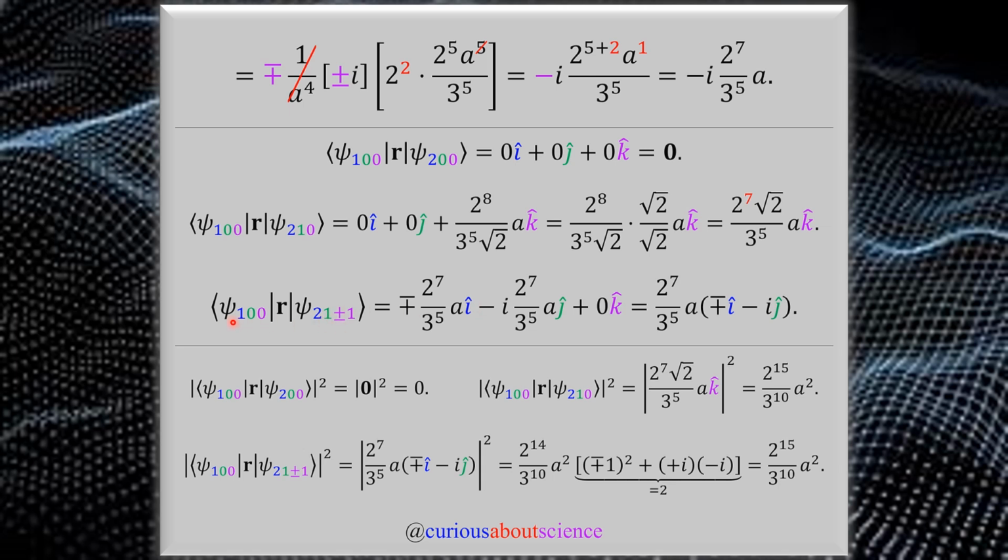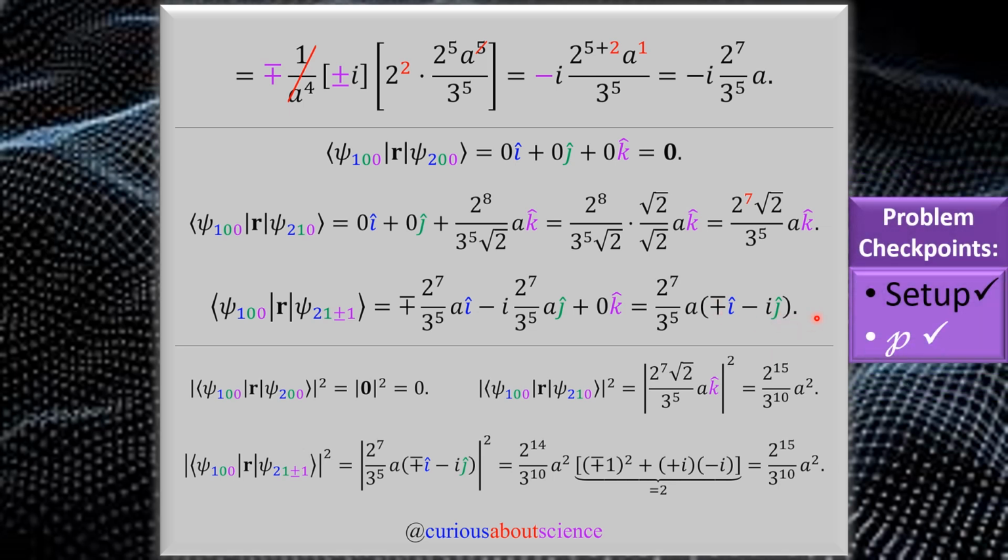And then further, we see here that with psi 100 and psi 21 plus or minus 1, we get the x component, which is what we solved first. Then we get this y component, which we see here, plus this thing. So we get 2 to the 7th, 3 to the 5th, and a, and then we just have our components here. So now that we have that, we have found everything we need for the electric dipole in terms of the inner product. So now we just need to take the magnitude squared. And this is back to the heart of the question. We need the magnitude squared for the spontaneous emission rate and therefore the lifetime.